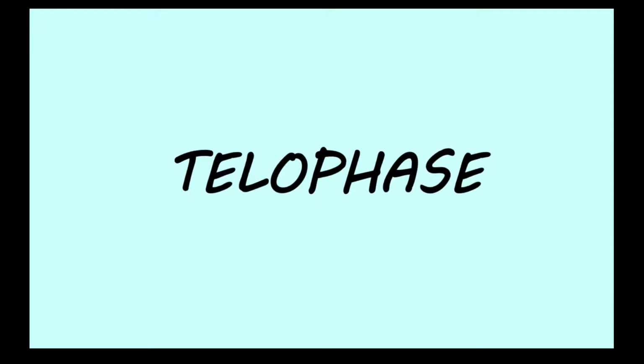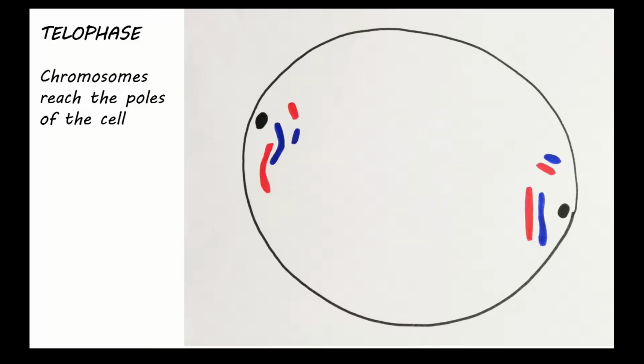The fourth and final stage of mitosis is telophase. During telophase, the chromatids reach the poles of the cell. They are now referred to as chromosomes again. The nuclear membranes form around them and the chromosomes unravel.